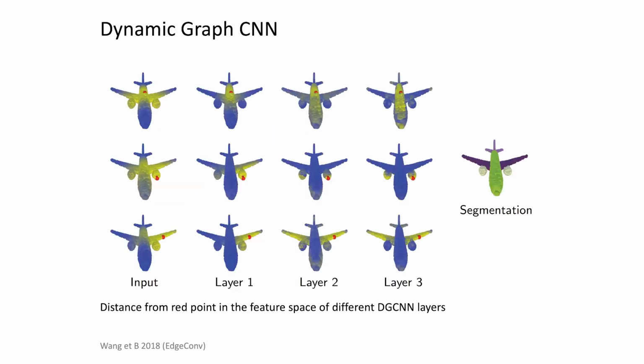Here's an example of how dynamic graph CNNs work on point clouds. Here the task is segmentation. On the right, you see the supervision signal. And what we visualize here is the distance in the feature space of each layer from the red point. You see that if initially it looks like a Euclidean ball, then as we go deeper into the network, it becomes less and less geometric and more semantic. For example, it puts together the engines of the plane or the wings. So it becomes really specific for the given task.